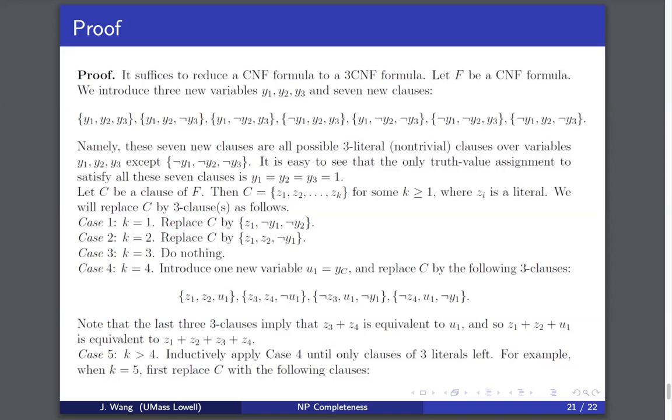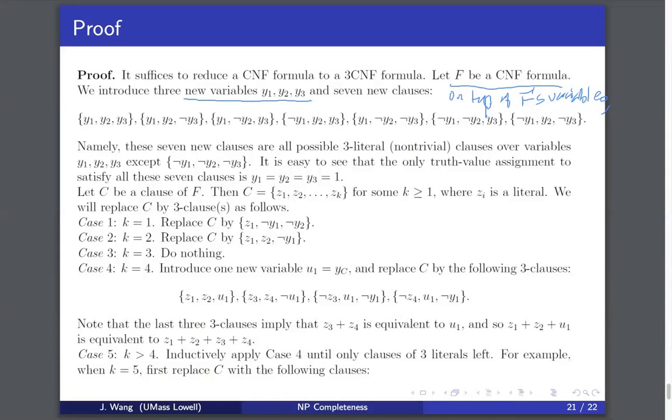So first, we are going to introduce, now let's say for any F, it has its formula, and it has its variables. On top of F's variables, we are going to introduce 3 new variables, which means that they are different from F's original variables. We call them Y1, Y2, Y3, and then we are going to include these 7 new clauses.